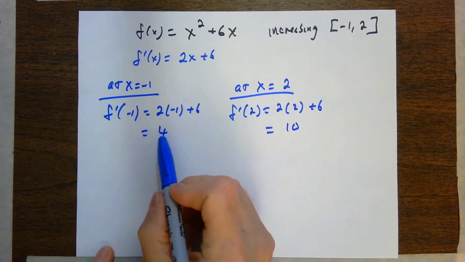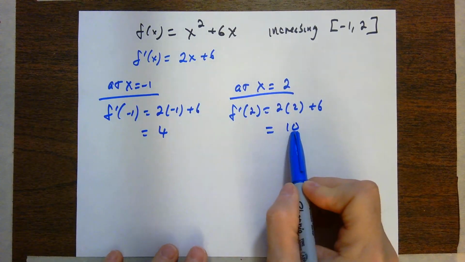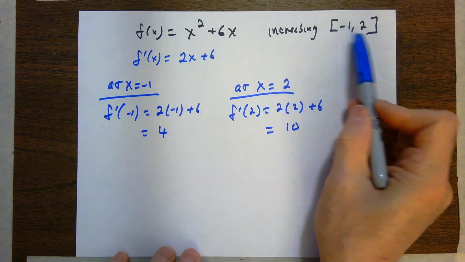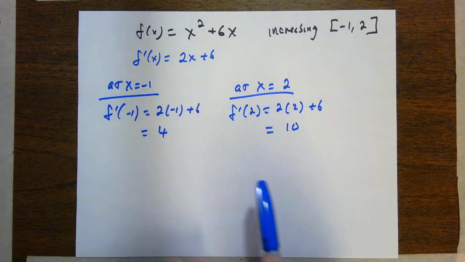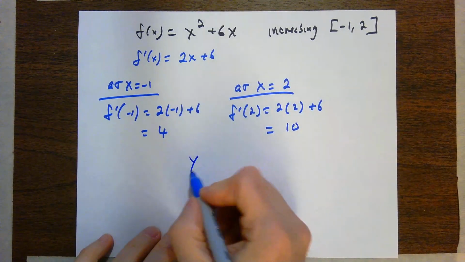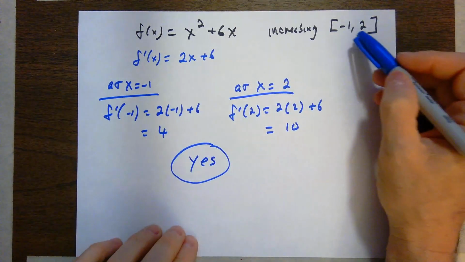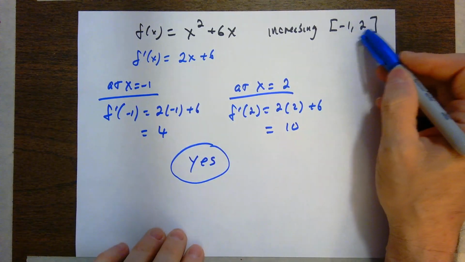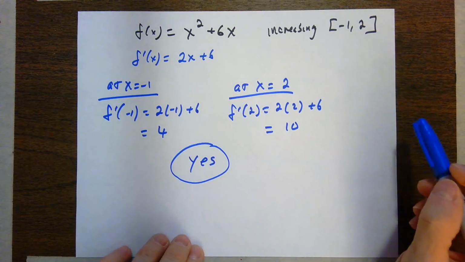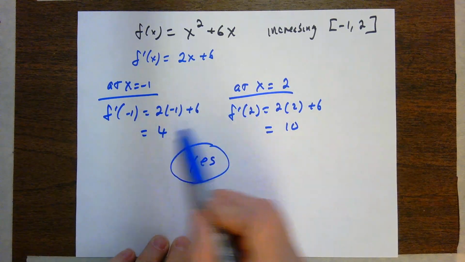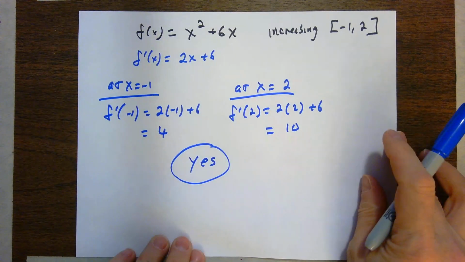So my derivative is positive and positive. So it's going to be positive throughout here. So the answer is yes. This function is increasing throughout this interval right here, from there to there, because all of the tangent lines are going to be positive.